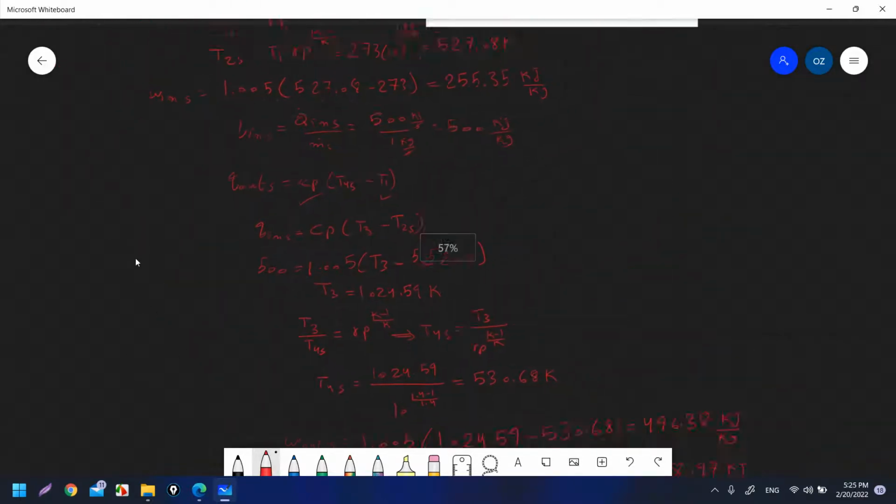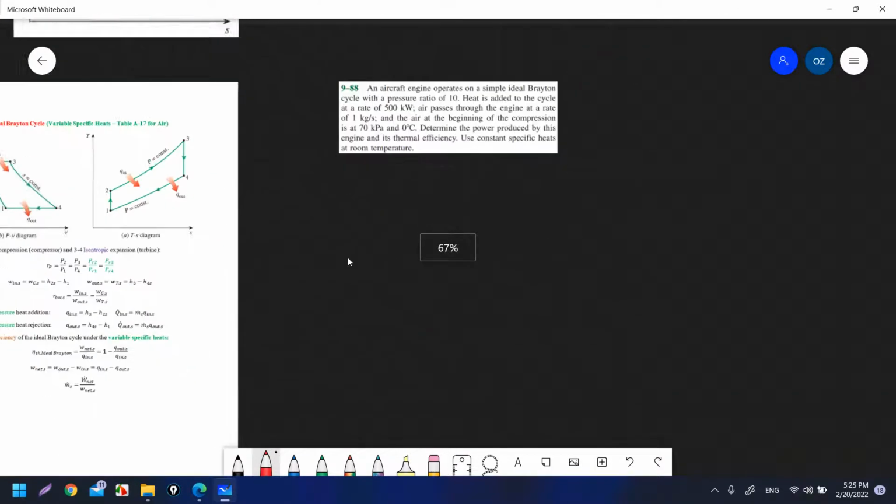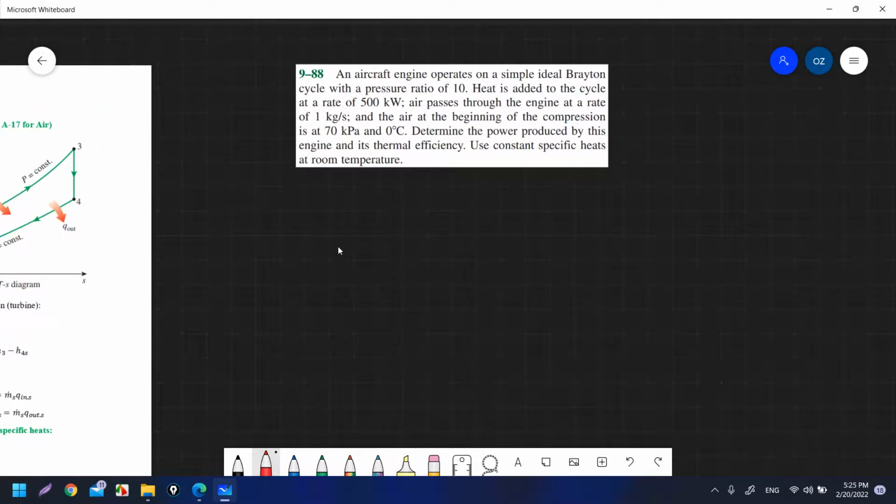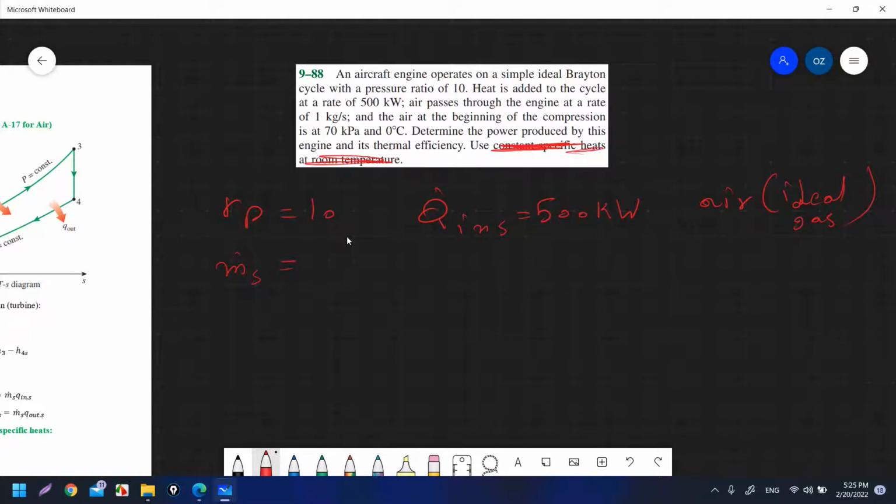So what about solving using the variable specific heats? So we have the same question again. So let's write the givens. So RB is equal to 10, Q dot NS is equal to 500 kilowatt. We have air, and as usual we treat it as ideal gas. Okay, ideal cycle, but also only using variable specific heats. This one is 1 kilogram per second.